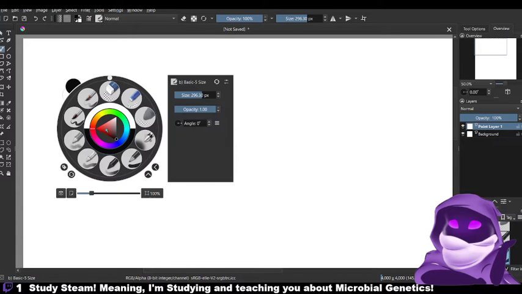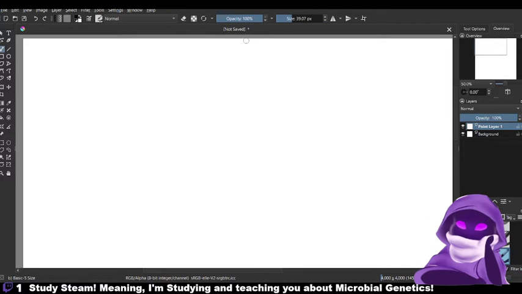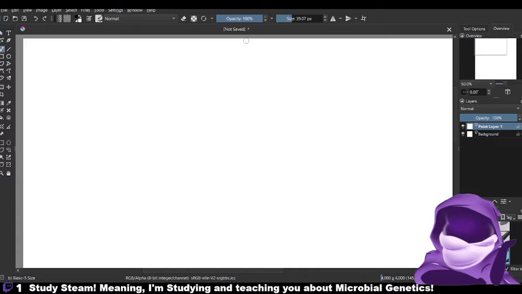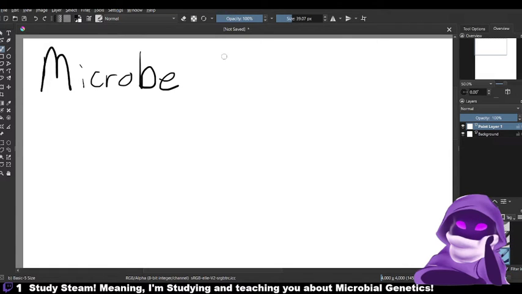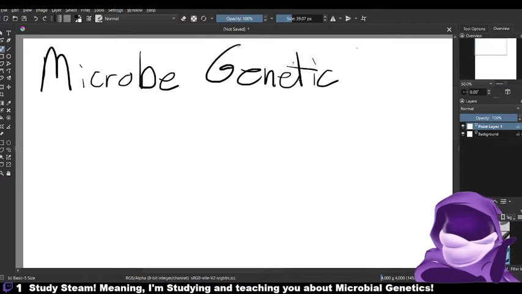Genetic variation is very simply the different things in the genes that make everything a little bit different. But we're talking about microbe genetic variation, particularly prokaryotes. So, microbe genetic variation.